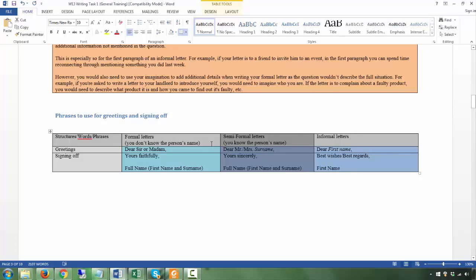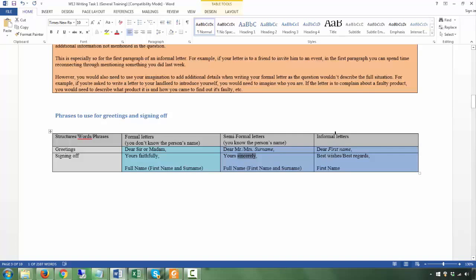So formal letters and semi-formal letters, the difference is just that in a formal letter, you would not know the person's name. In a semi-formal letter, you know the person's name, the last name. So in the greetings for formal letters, dear sir or madam; semi-formal, dear Mr., Mrs., surname, right? And the difference also comes in the signing off, where for formal, if you don't know the person's name, yours faithfully. If you know the name, yours sincerely. And for both, you will use the first name and the last name for yourself. So again, you're going to make up your name, all right? It doesn't have to be your true name, but put your first name and last name for both of these two letters.